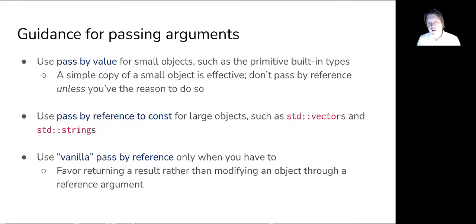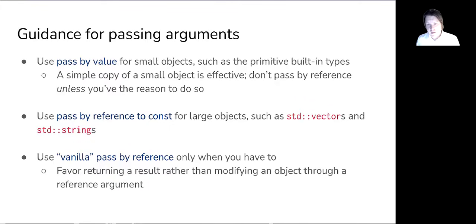Pass by value for small objects, such as the primitive built-in types. A simple copy of a small object is going to be effective. Don't pass by reference unless you have a reason to do so for these small objects. One reason to do so was when we showed that swap function.